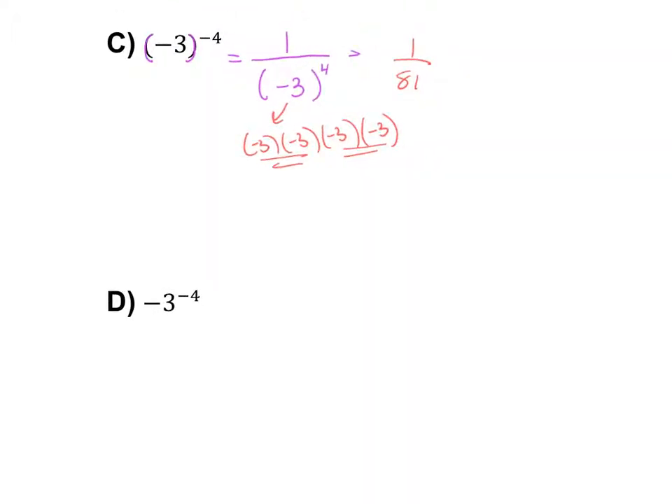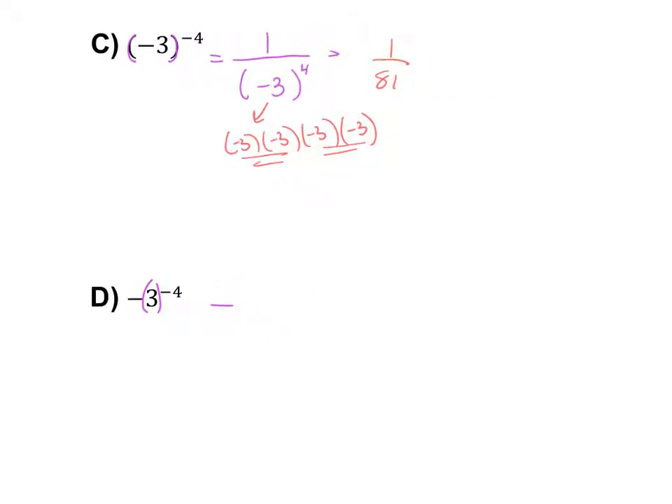As opposed to this one. With this question, just the 3 is being raised. So this is really negative, and then 3 to the negative 4 becomes 3 to the 4 with a 1 in the numerator. So once more, the 3 is the one that's being raised to the negative 4, and the negative is just straight out in front because it stays negative. So that gives you negative 1 over 3 to the 4, which is 81.